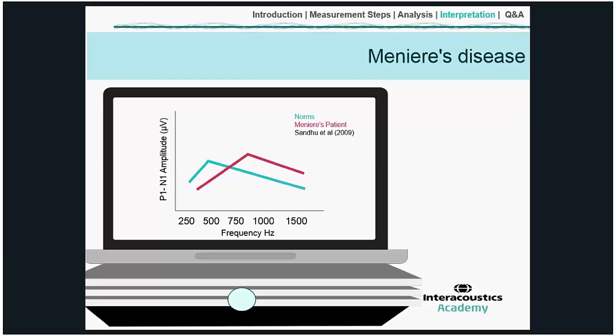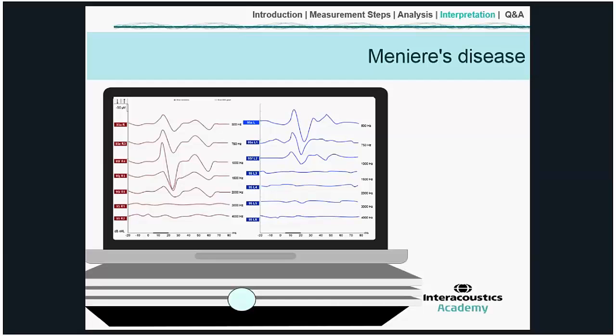So what would that look like in your VEMP recordings? Well, it might look something like this. This is a left VEMP. We have it at 500, 750, 1000, and we can see that the amplitude is biggest at 500 and reduces down. But on the right hand side, we have 500, it then gets bigger at 750 and even bigger at 1000 Hertz, and then starts to reduce after that.